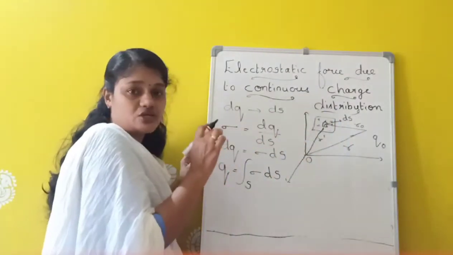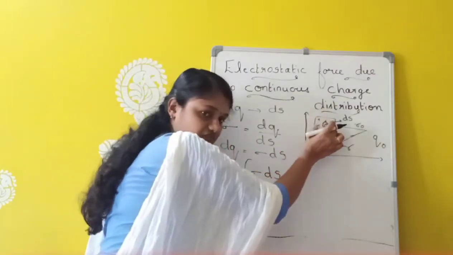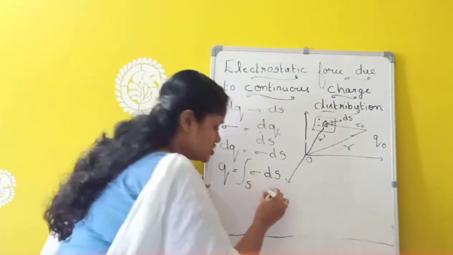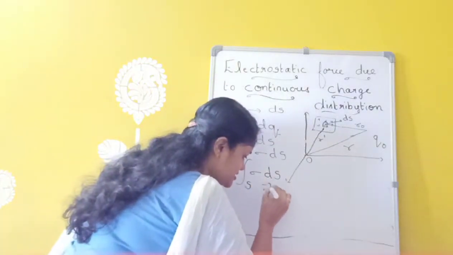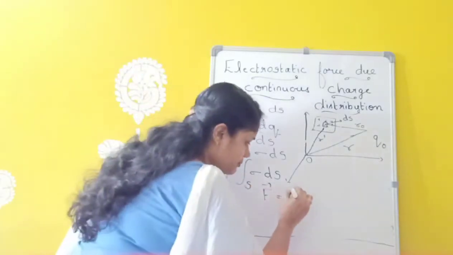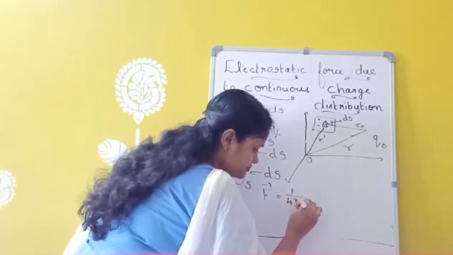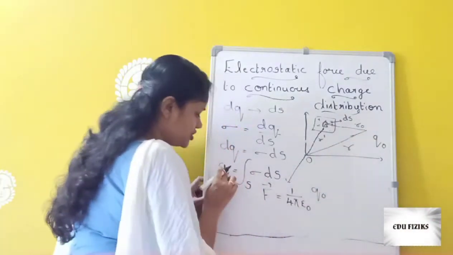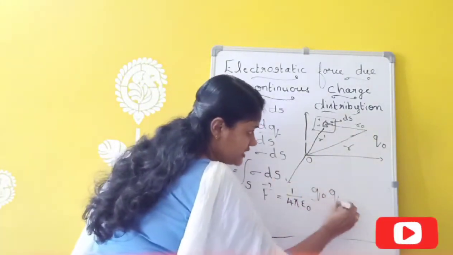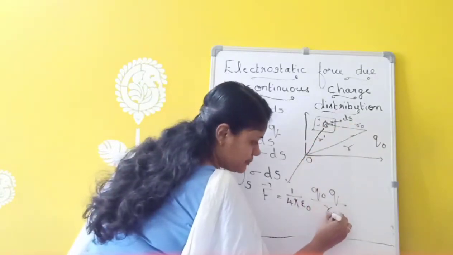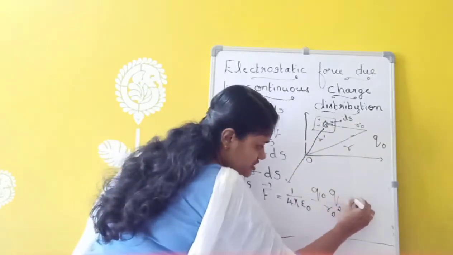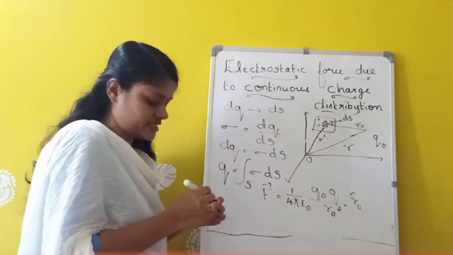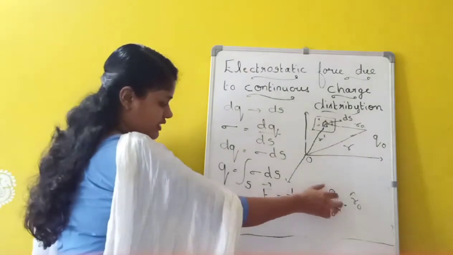Now I need to find the electrostatic force between this surface charge distribution and this charge Q0. So I am taking vector F equals, the formula we know, 1 by 4 pi epsilon 0, Q0 into Q divided by the distance squared, R0 square, into unit vector R0. This unit vector R0 indicates the direction of the electrostatic force. Now I have to substitute the value for Q here.